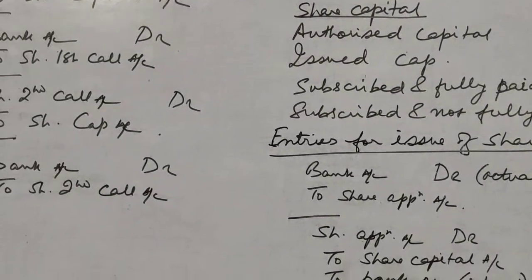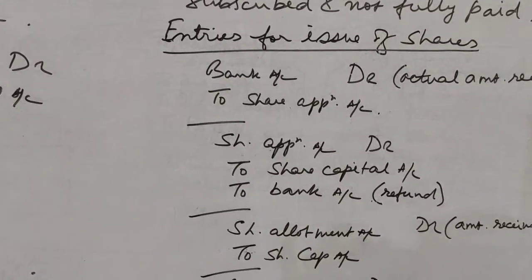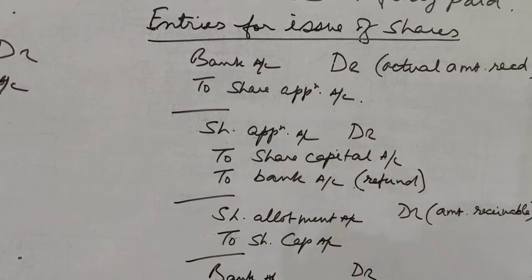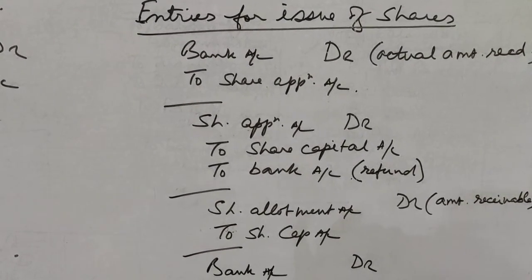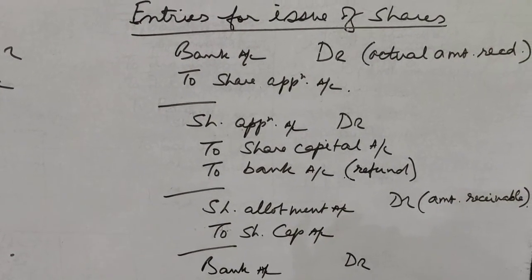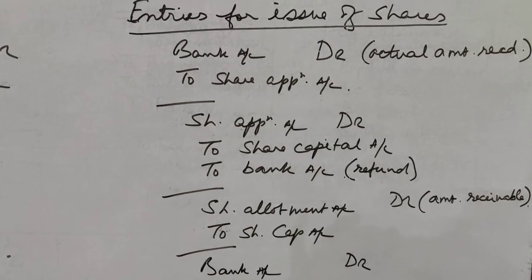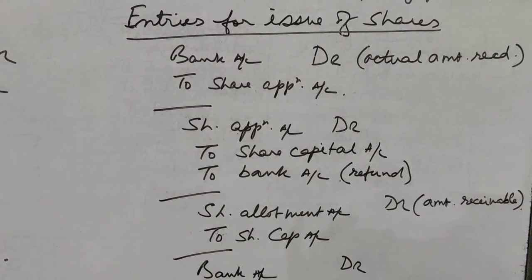So these are the accounting entries passed in the books of the company when a company issues shares, and we will be passing them in the journal with proper narration and with proper format. Don't forget that.